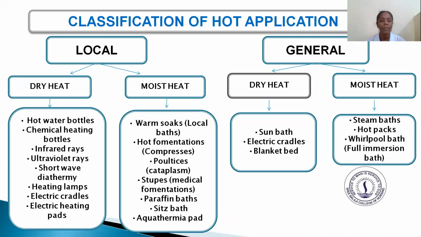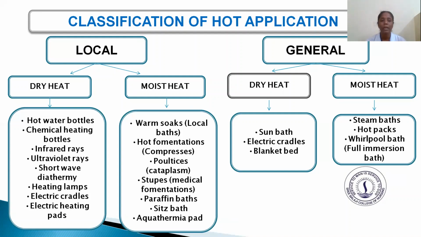Hot water bottle. In this, hot water is filled into the bottle. Then they apply it over the dry or moist area of the skin or the body part. That is the hot water bottle. Chemical heating bottle. Some chemicals are added to the water. Then that chemical solution is filled into the bottle, closed tightly, and applied over the moist and dry area of the skin or any other body parts. That is called the chemical heating bottle.